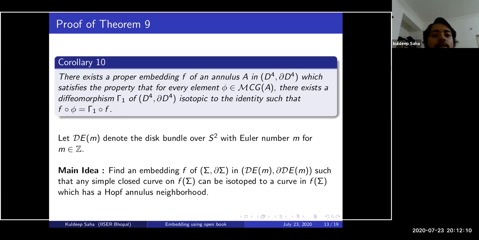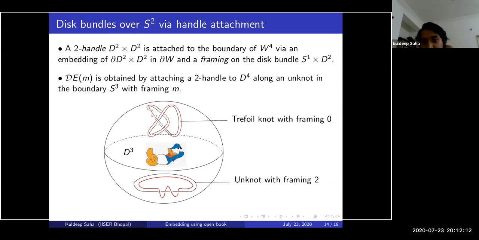So we need a description of DM as a handlebody. DM can be obtained by attaching a two handle. A two handle is just D2 cross D2, and it is written in this fashion because the attaching region is del D2 cross D2, which is just a solid torus. The attaching map is a map from S1 cross D2 to S1 cross D2. Here S1 may be knotted like this. And if you take a point on the boundary of D2, it may not go parallelly. It may link the core circle multiple times. And if it links it M times, we say that the framing of the handle attachment is M.